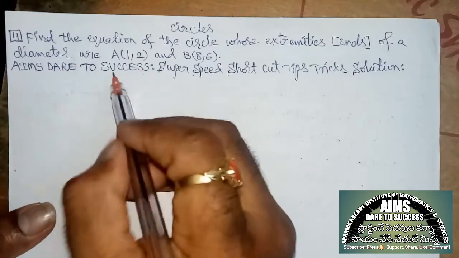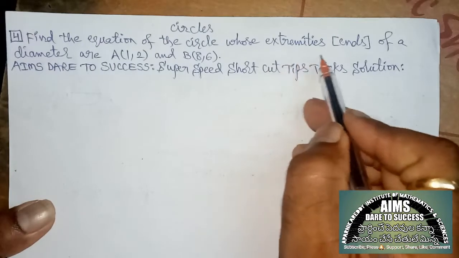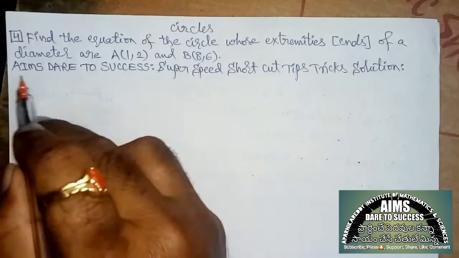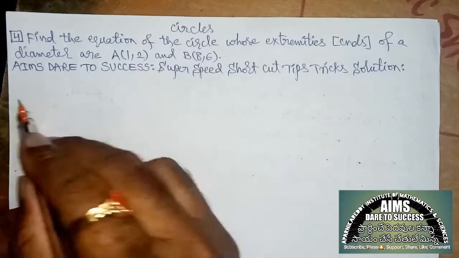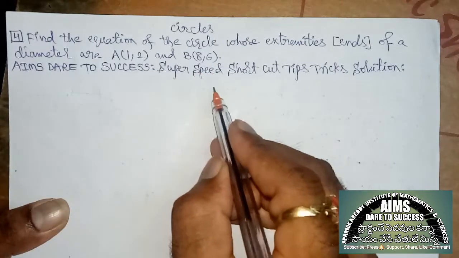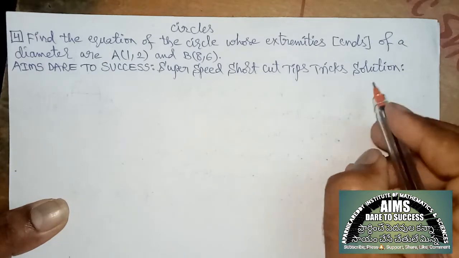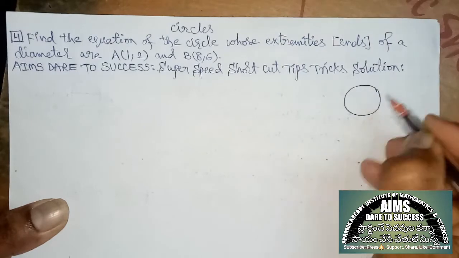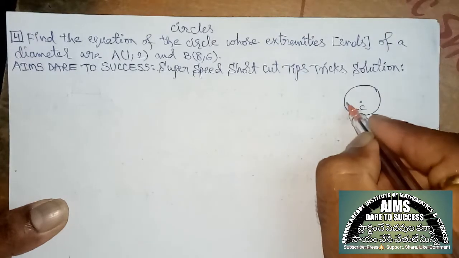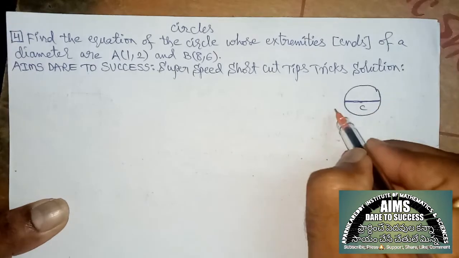Same model, one more question, my dear friends and students. Find the equation of the circle whose extremities, same ends of a diameter, are A (1, 2) and B (8, 6). Aims day to success, super speed shortcut tips and tricks solution within 10 seconds, especially made for you. My dear students, I am drawing the circle. This is the center of the circle. Passing through this center of the circle, this is the diameter.